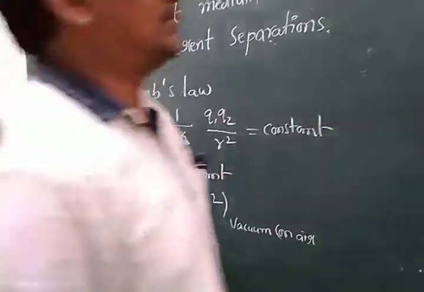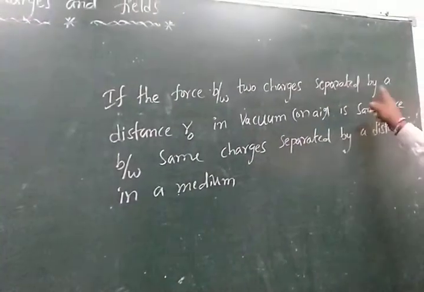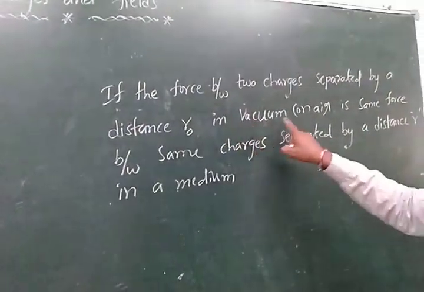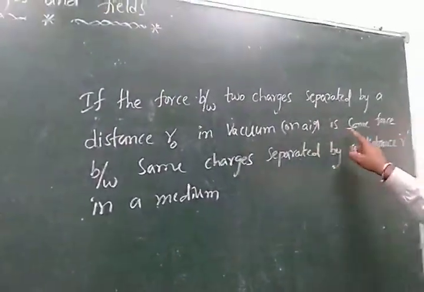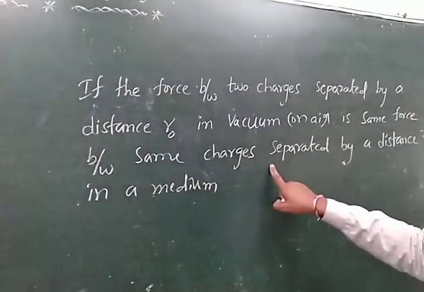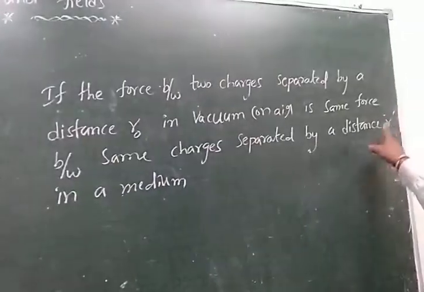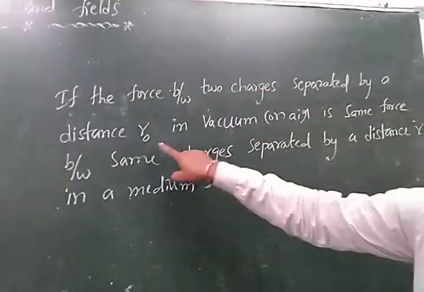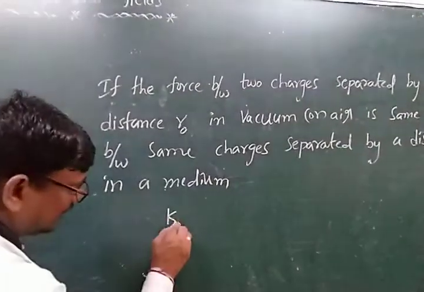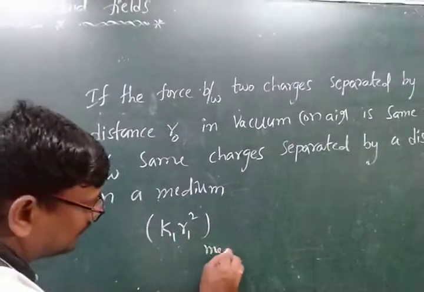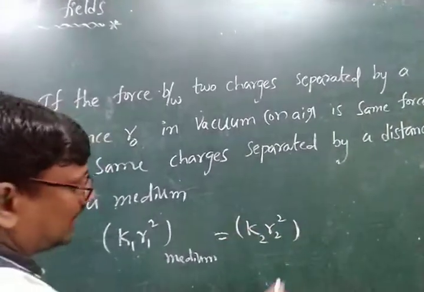Now we can apply this. If the force between two charges is separated by a distance of r0 in vacuum or air, and the same force between the same charges is separated by a distance of r in a medium. In the medium the distance is given by r and in vacuum the distance is given by r0. Then find out this relation. So what is the relation? K1 r1 square in medium is equal to K2 r2 square in vacuum.